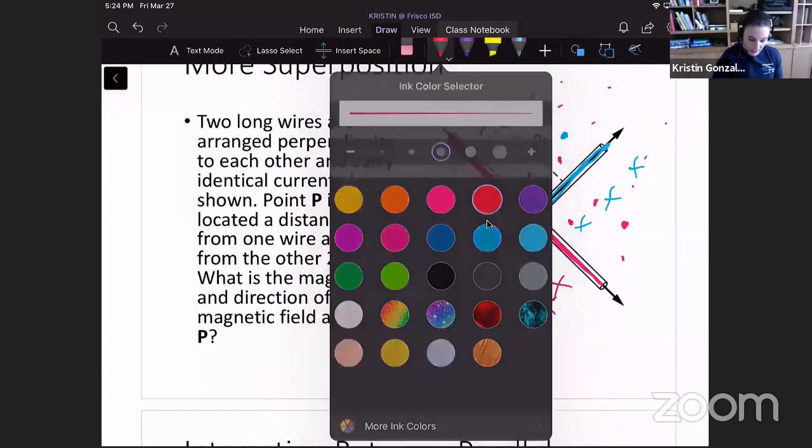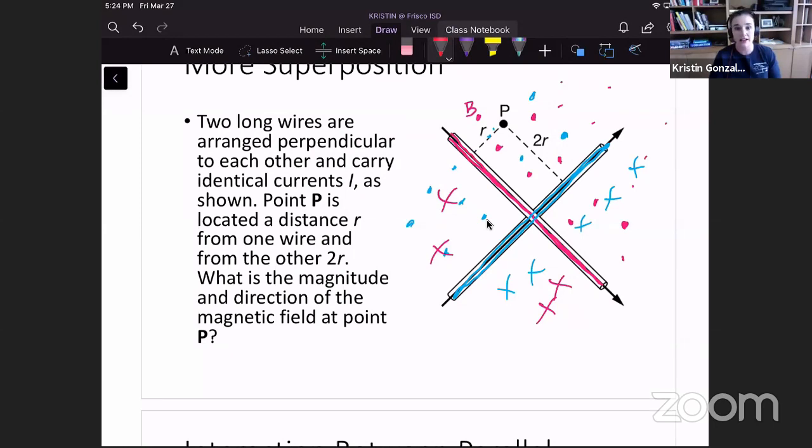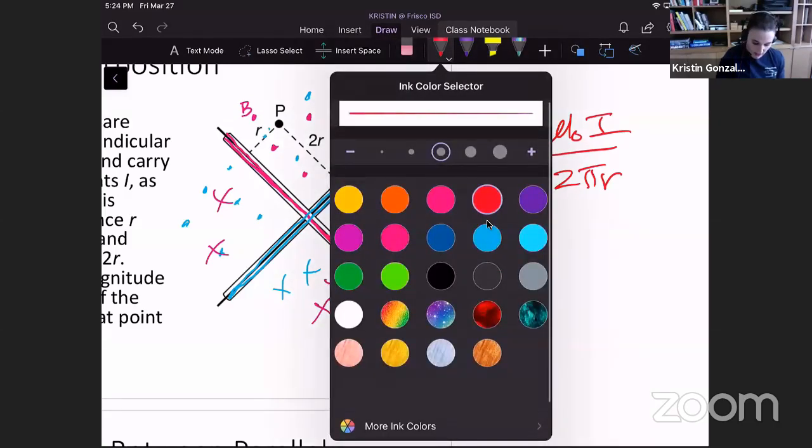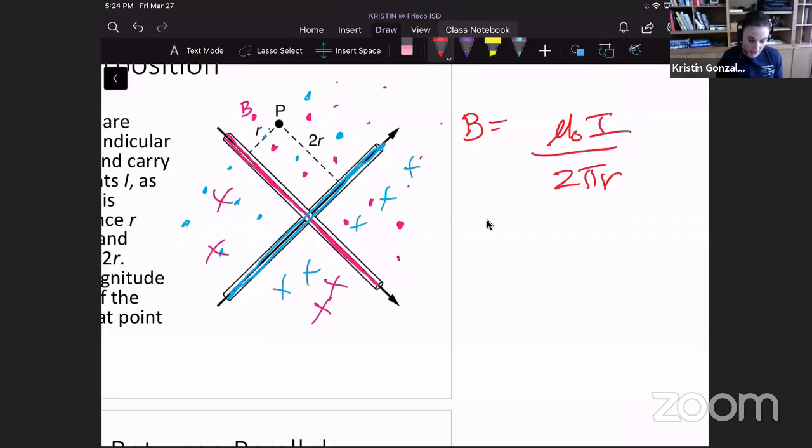Okay, so if we look at point P, let's take each field on its own independently. So if we look at the fuchsia wire here, then it would have a magnitude B, since the equation is 2 mu naught I over 2 pi r. Then what are our values there? Well, the I is I, the r is r, so we're good there. Let's look at the blue wire. The blue wire is the same equation, same current, but the distance away from point P to the center of the wire is 2r.